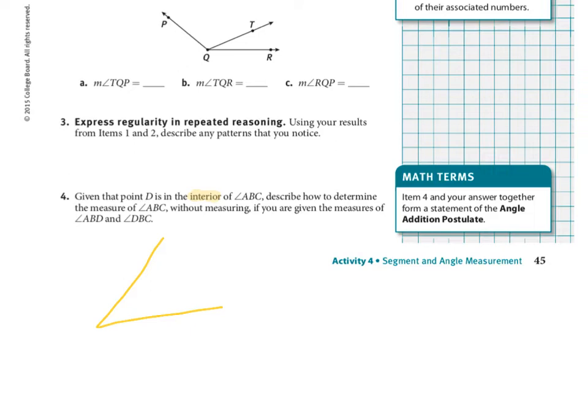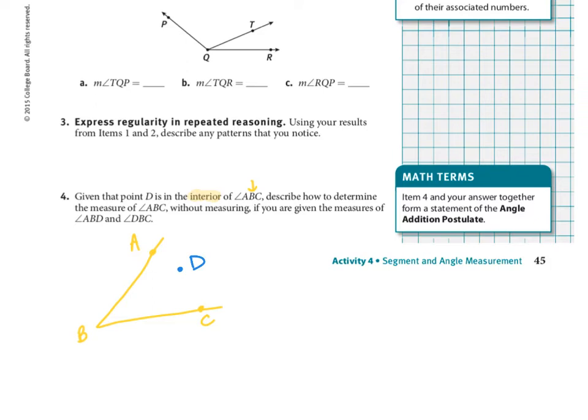So ABC, that means that the vertex is B. So this is B. And I can put A to be here and C to be here, or I can exchange those two. So A could be here, so A, B, C. It doesn't really matter, so it's up to you. D is in the interior, means on the inside. So go ahead and label a point to be D.